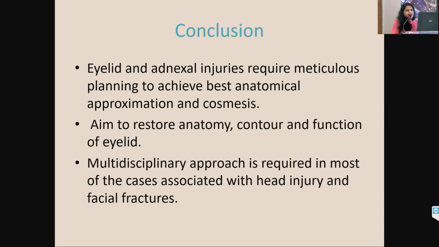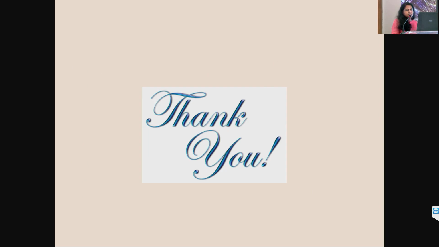To conclude, lid and adnexal injuries require meticulous planning to achieve best anatomical result. Our aim is to restore anatomy, contour, and function of the eyelid. Most of the time, multidisciplinary approach is required.